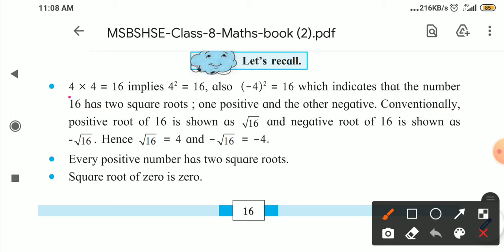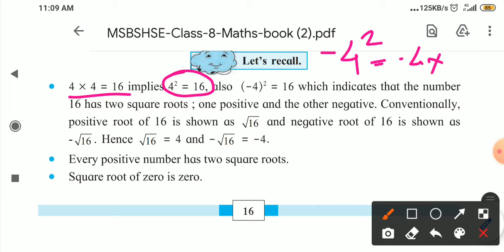4 4s are 16, which means 4 square is 16. And also minus 4 square is 16. Why? Because minus 4 into minus 4 is equal to 16, and a negative of a negative becomes positive. So the answer is plus 16. I taught you this.